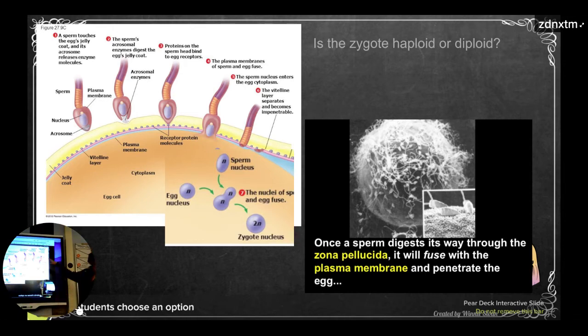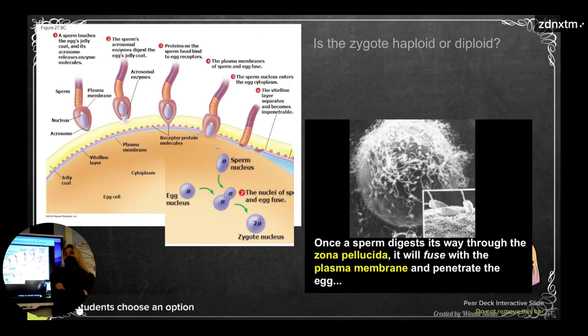All right, so this first part is just showing you how the sperm fertilizes the egg. And remember, the sperm on its head, it's wearing a little beanie called the acrosome that has enzymes to digest the zona pellucida, the jelly coat of the egg.